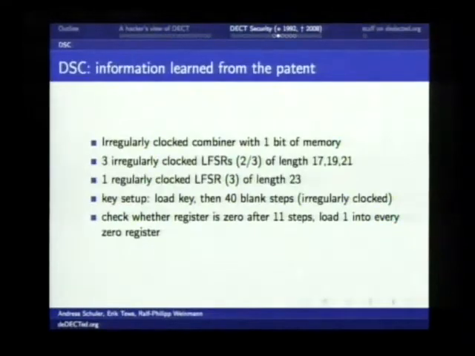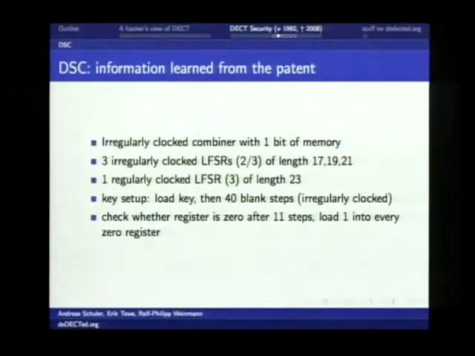So what we learned from this patent was that we're dealing with an irregularly clocked combiner with 1 bit of memory. We have 3 irregularly clocked LFSRs that are clocked either with 2 or 3 clocks, and they are of length 17, 19, or 21, and 1 regularly clocked LFSR of length 23. Actually, the mapping of the lengths was not known at that time, sorry. So we know the length from the patent of all of the registers, but we didn't know which one was regularly clocked. It was just a guess that the last one would be regularly clocked.